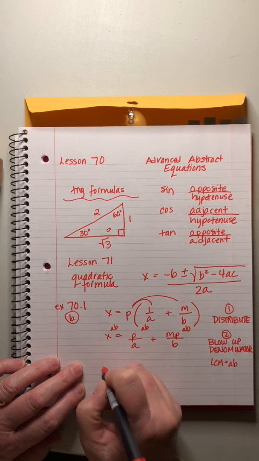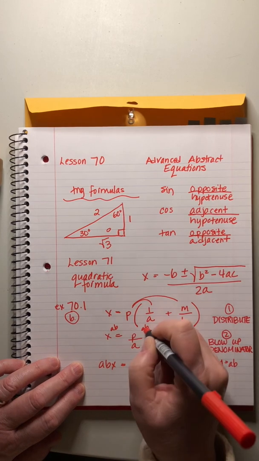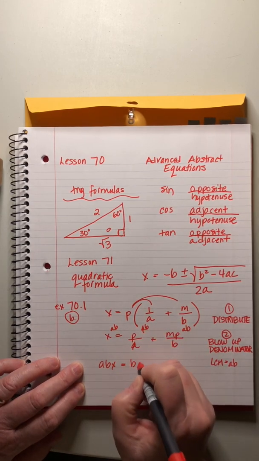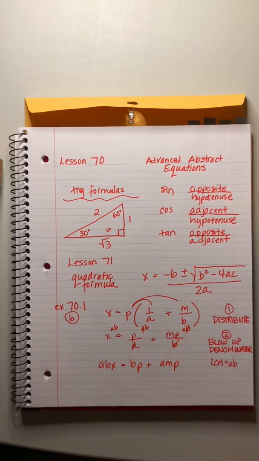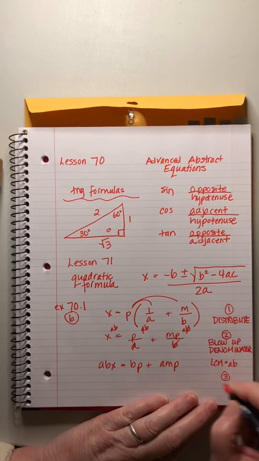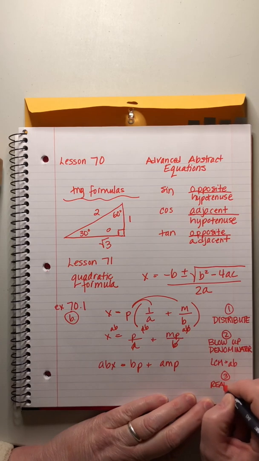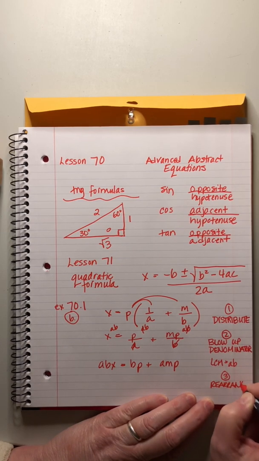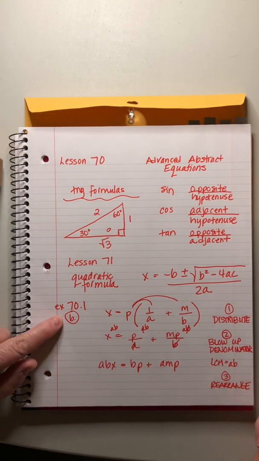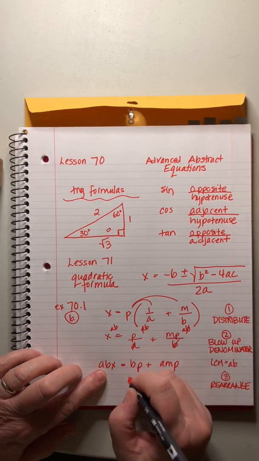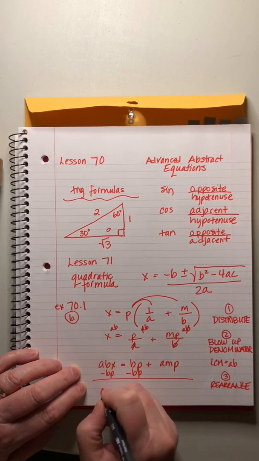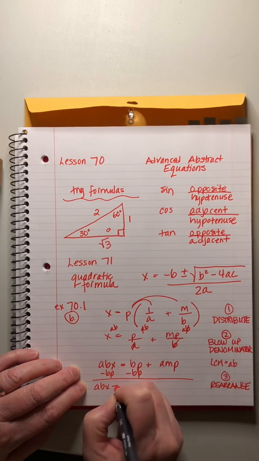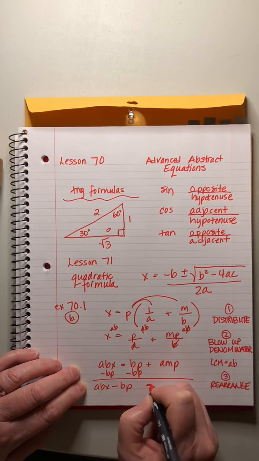So we'll get ABX equals, now the A's cancel, so it'll be BP plus AMP. Beautiful, right? Third step, we rearrange because we want to get all of the letter that we're interested in, B, on one side. So let's subtract BP and get him over here. ABX minus BP equals AMP.